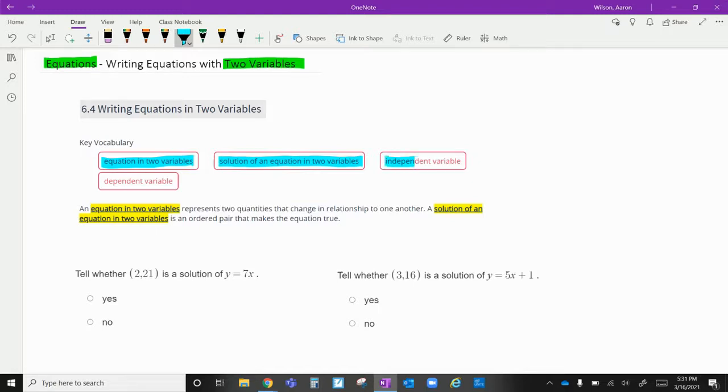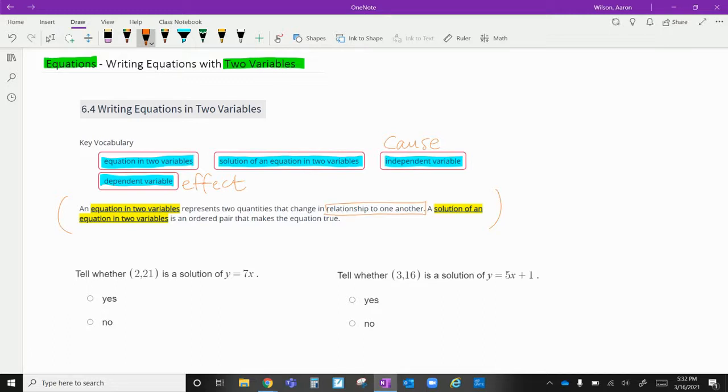And then I'm also going to be talking about independent and dependent variables. And I'm going to go ahead and write the word cause next to independent variable and the word effect next to dependent variable, because that's a different way you can think about it. So now it goes on to reading here that an equation in two variables represents two quantities that change in relationship to one another. That's kind of like a cause and an effect relationship.